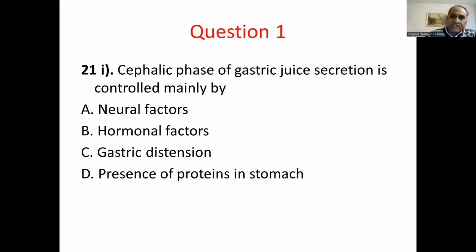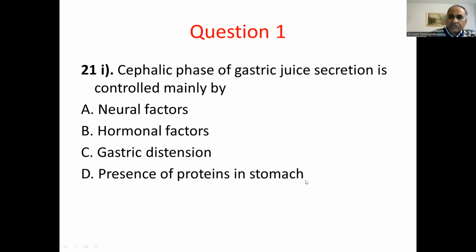There are 10 multiple choice questions, labeled as questions 21 and 22 in the serial order. Question number 1 in the question paper is written as 21-1 or 21I. Cephalic phase of gastric juice secretion is controlled mainly by A. Neural factors, B. Hormonal factors, C. Gastric distension, D. Presence of proteins in the stomach.